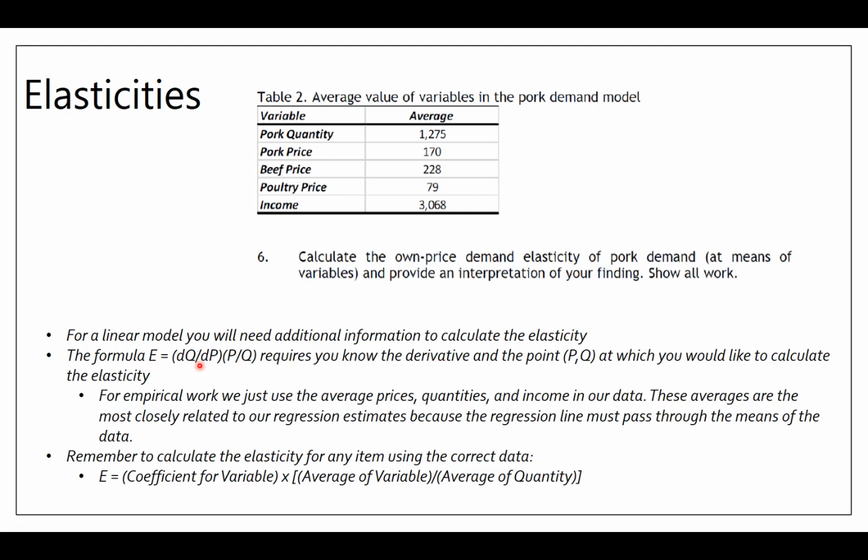In our case, these econometric equations, it's the coefficient right here, and you need to know one point at which you're going to calculate the elasticity. So P and Q, we need some pair that is a point on the graph or a point in the data that we're going to use to calculate our elasticity. For empirical work, we just use the average price, quantity, and income that comes from the data. That's why this table is up here. That's because those are really closely related to the regression estimates. The regression line has to pass through the means of the data, and that means that we know these things all sit on sort of the heart of the regression line.